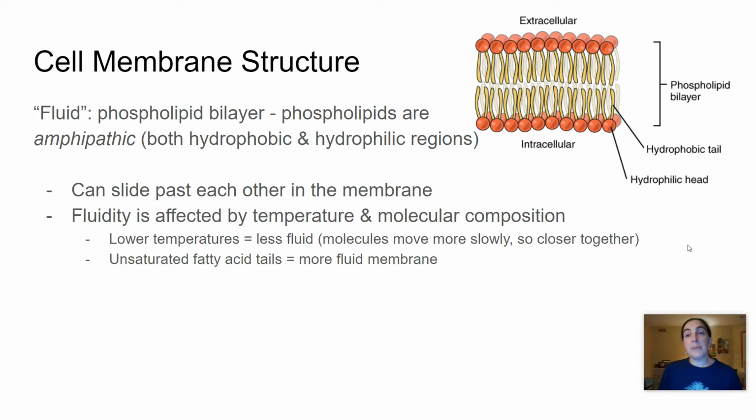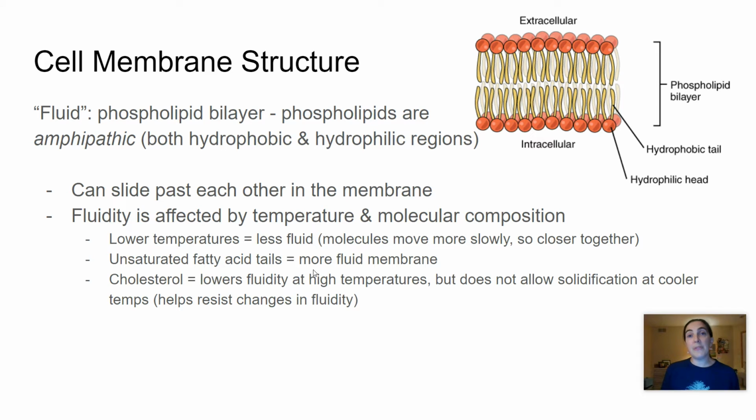The chemistry of the molecules that makes up the membrane also affects how fluid it is. The more unsaturated fatty acid tails there are, remember, unsaturated fatty acids have a double bond that causes that tail to kind of kink and bend. And when those tails are bent, they can't pack as closely together. And so they have more space and more room to move around, which makes for a more fluid membrane.